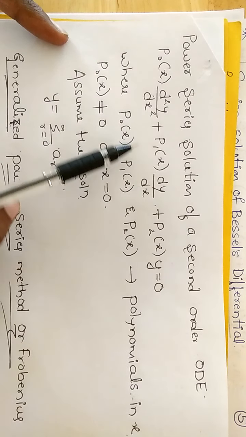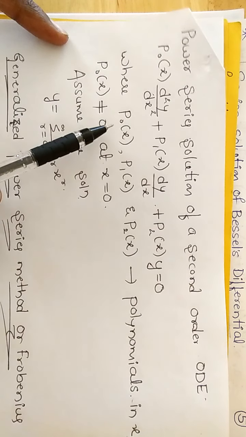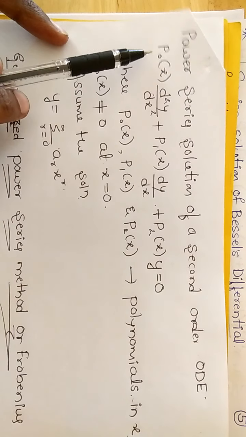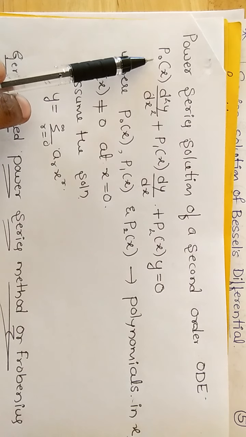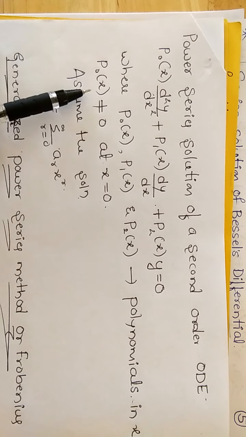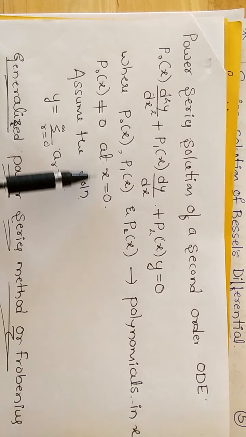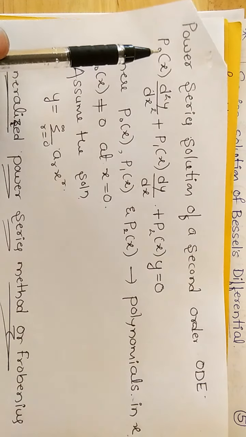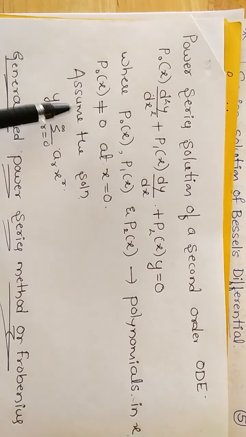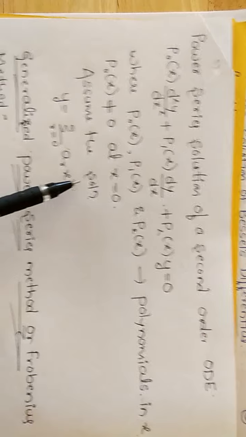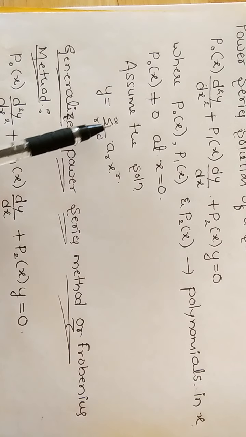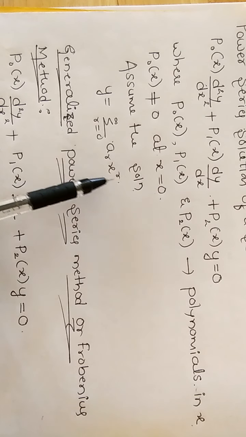Clearly a second order ordinary differential equation where P0, P1, P2 of x are polynomials in x. That is, P0 of x may be x square, x cube or 1 plus x cube like that. Condition: P0 of x is not equal to 0 at x is equal to 0. If the value of x may be 0 but P0 of x is not equal to 0, then assume the solution of the form y is equal to summation r is running from 0 to infinity a r into x to the power r.